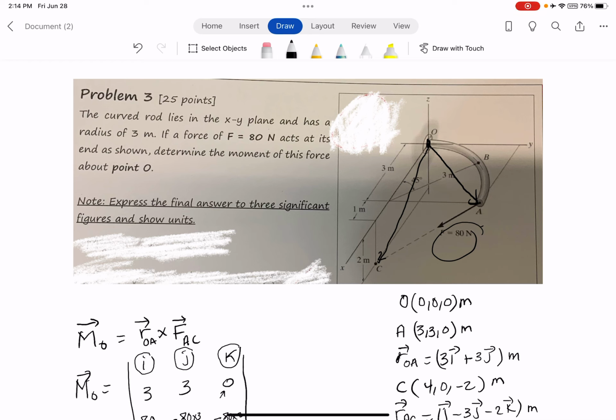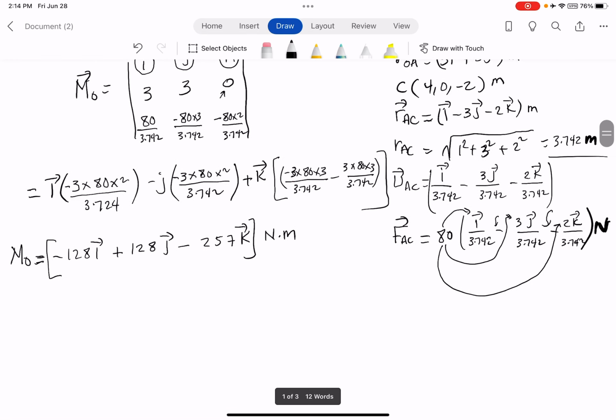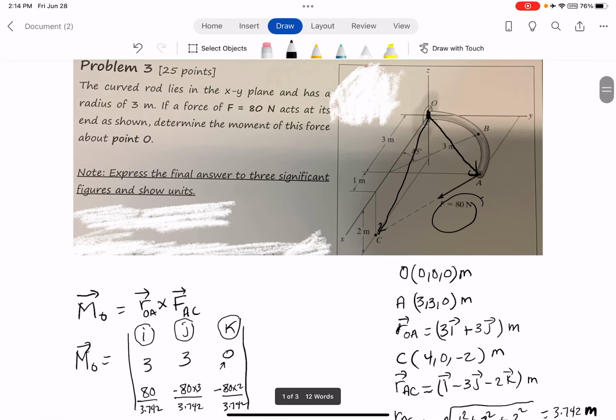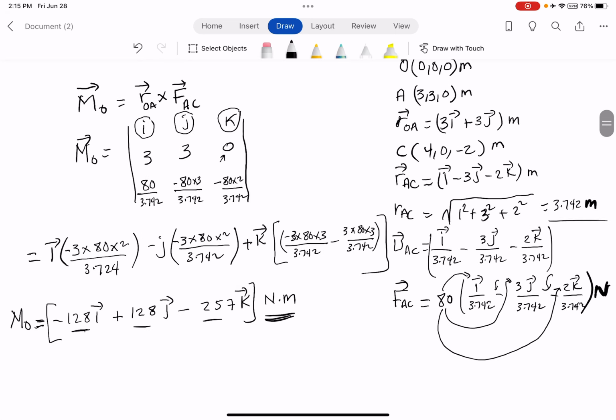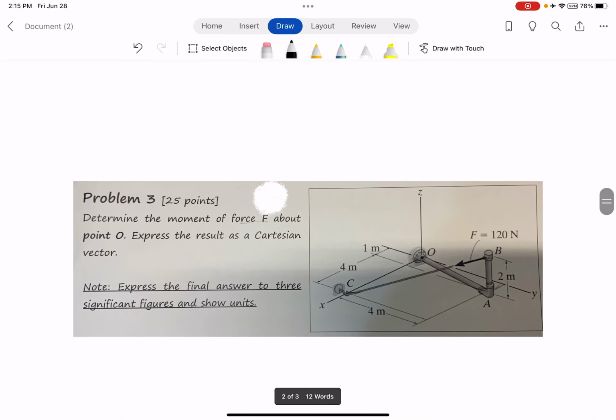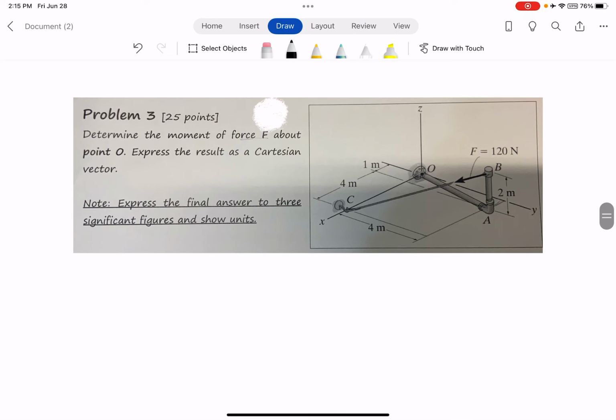Something like this will come in the exam, and we should put our answers to 3 significant figures. You can see that it's all 3 significant figures. It's all correct, and of course we are showing units. These are the units shown for the moment. Let's look at the other problem. I'm trying to choose an old exam problem which is not difficult, but is similar to the one we had before.